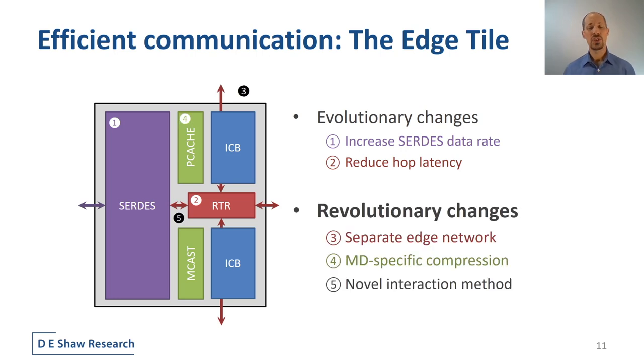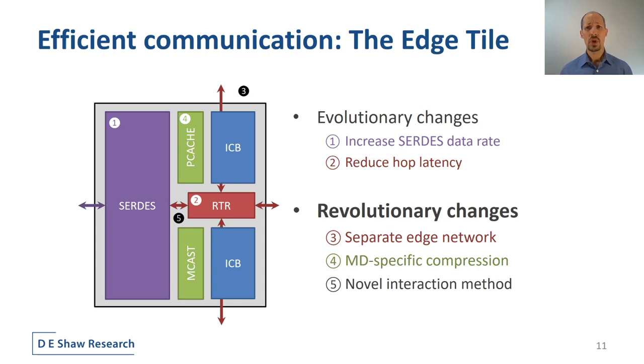First, the edge tiles implement a network completely separate from the one that interconnects the core tiles. This edge network handles the routing of traffic that exits the core network to the correct off-chip channel, simplifying the core network routers. The edge network also allows inter-ASIC traffic to avoid entering the core networks at all when traversing intermediate hops. A second novel feature implemented in the edge tile is MD-specific link layer compression that leverages the smooth changes in atomic coordinates over time.